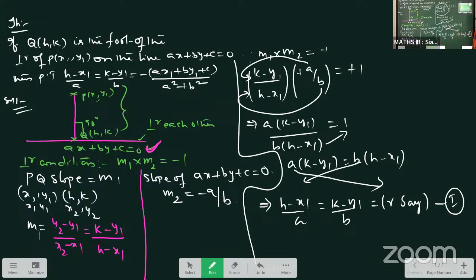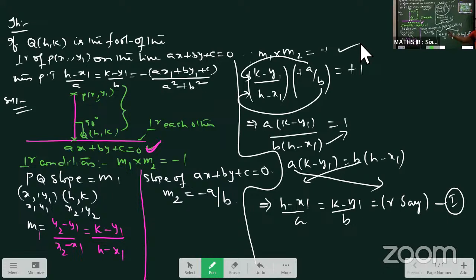Then M1 into M2 is equal to -1 is our condition. So M1 value, M2 value have substituted and make it equal to -1. Then bring this A to the front and B is also brought to the front. Then A into K minus Y1 is equal to B into H minus X1 is equal to 1. Then do the cross multiplication. After that, send this A this side, send this B this side. So then I am writing in the proper manner.